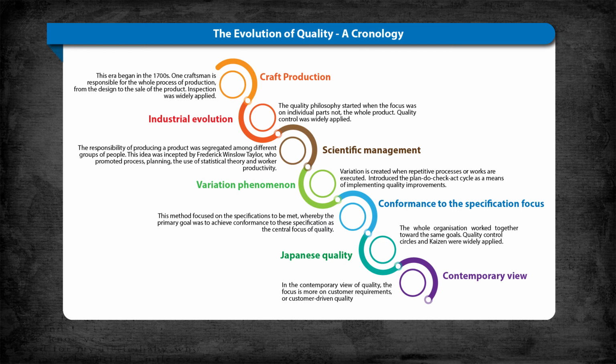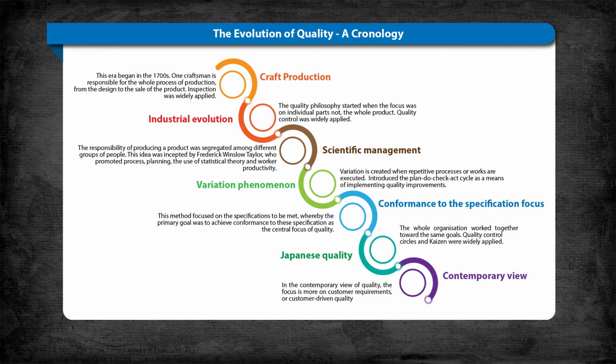Number 2, industrial evolution. This quality philosophy started when the focus was on individual parts, not the whole products. Quality control was widely applied. Number 3, scientific management. The responsibility of producing a product was segregated among different groups of people. This idea was incepted by Frederick W. Taylor, who promoted process planning, the use of statistical theory, and worker productivity.